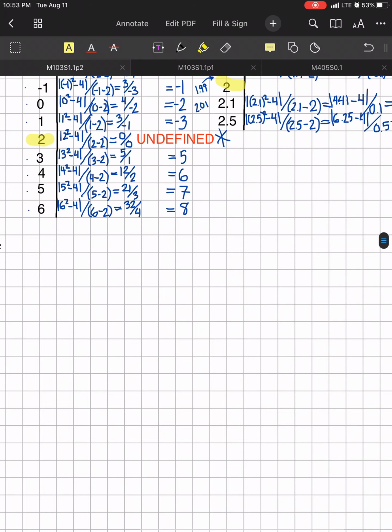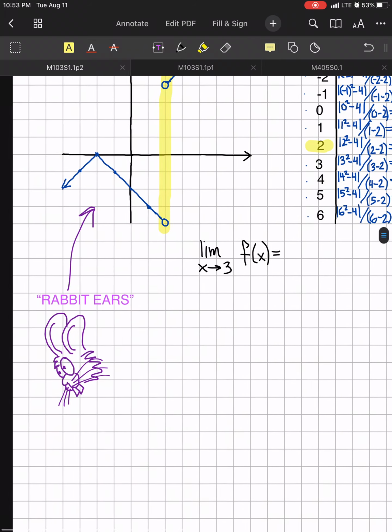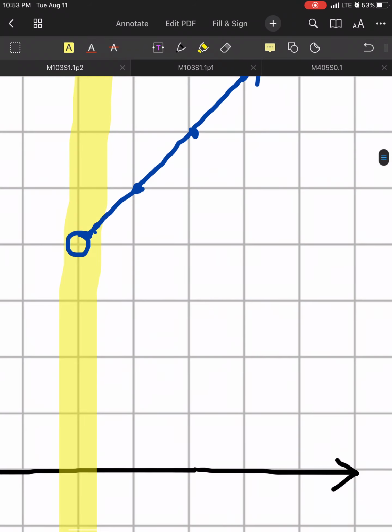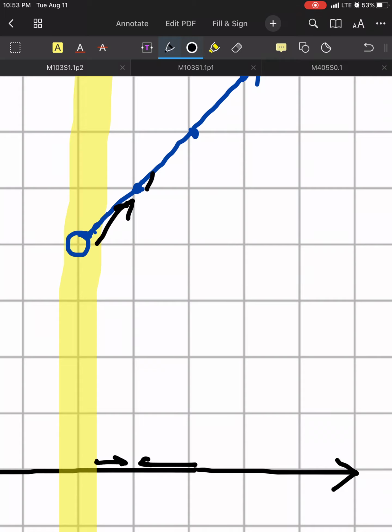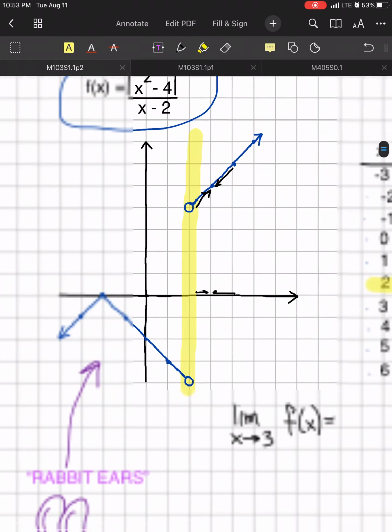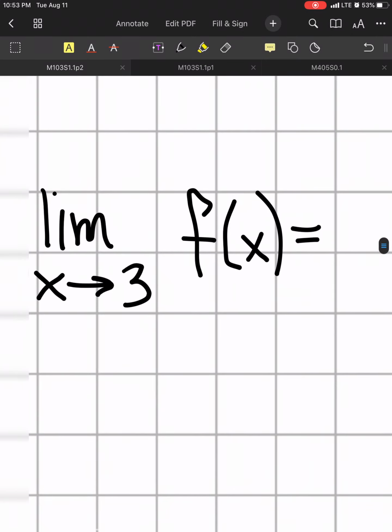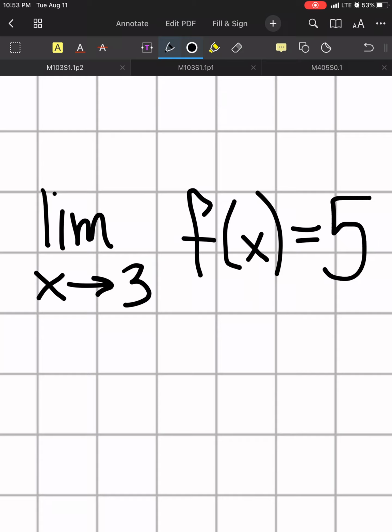I approach 3 from one side. If I'm approaching 3 here on the x, in either direction, the y value I'm getting close to is the y value here at this point, which is 5. So if I see that, I would have the limit as x goes to 3 of f of x is 5. So that's not a problem.